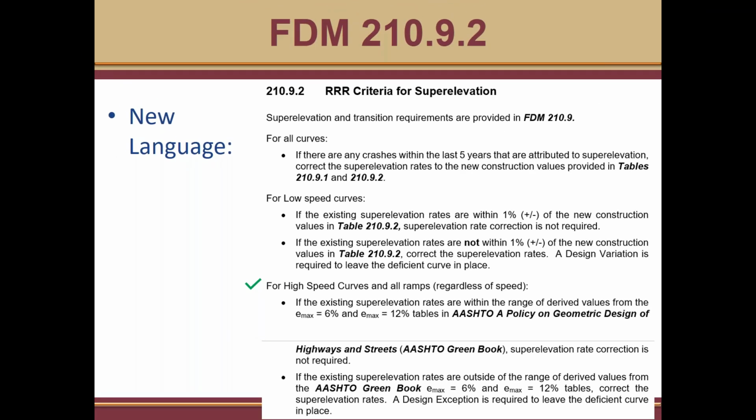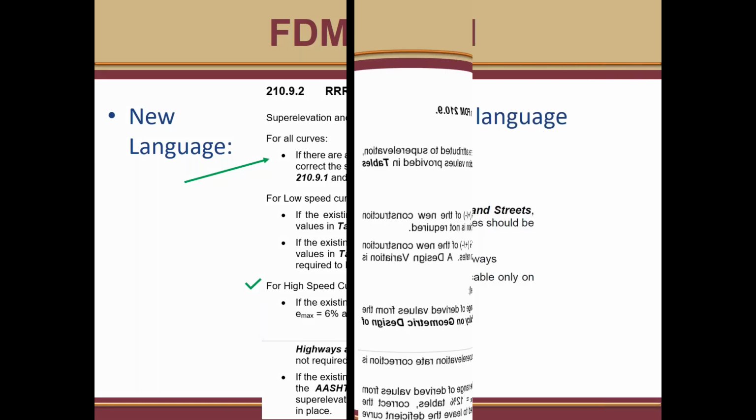This is still a requirement, but it's covered under the section above for all curves. So hopefully all these changes to this section have made it easier for you to figure out when you can leave an existing curve as is, when you need a variation, or when you need an exception.